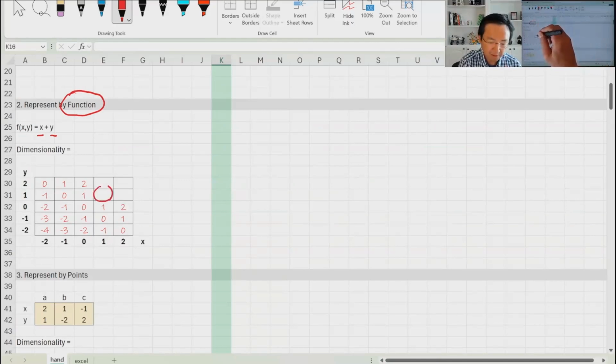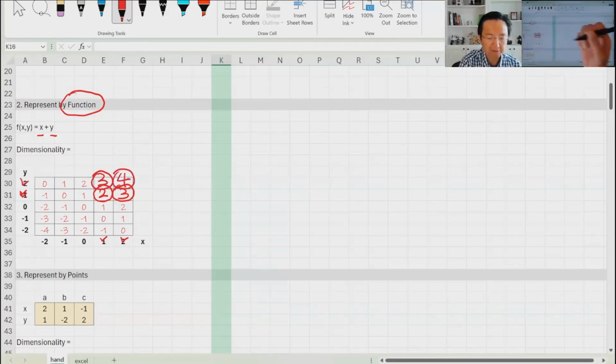So this value is going to be 1 plus 1, so 2. This value is going to be 2 plus 1, which is 3. This value is going to be 1 plus 2, which is 3. And this value is going to be 2 plus 2, which is 4. So we look at these 4 values.